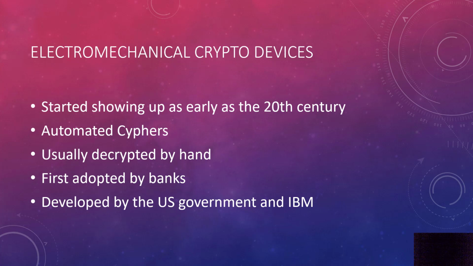Electromechanical crypto devices started showing up as early as the 20th century. These automated ciphers were usually decrypted by hand through trial and error. Computer-based encryption methods were first adopted by banks to protect electronic bank transactions and clients. Computer-based encryption was first developed by the U.S. government and IBM in the 1970s.